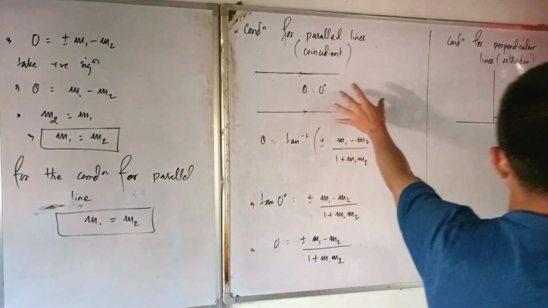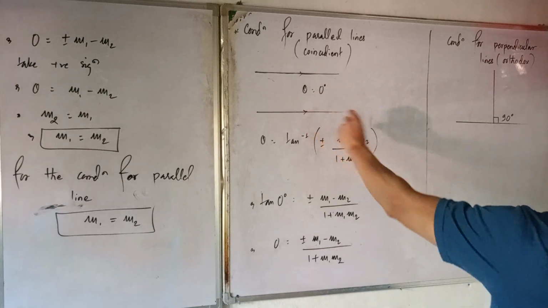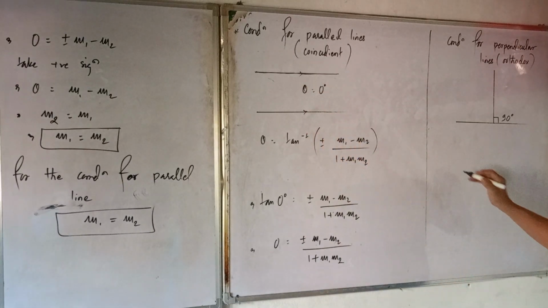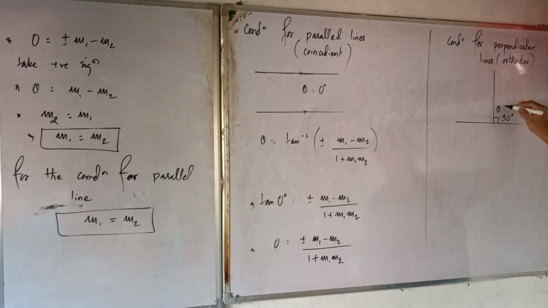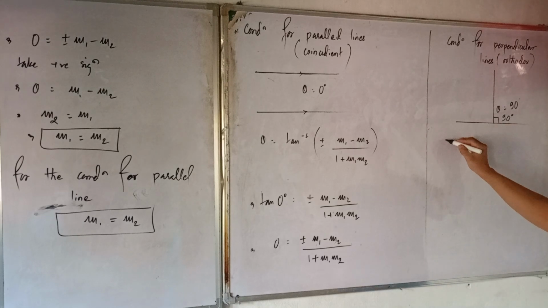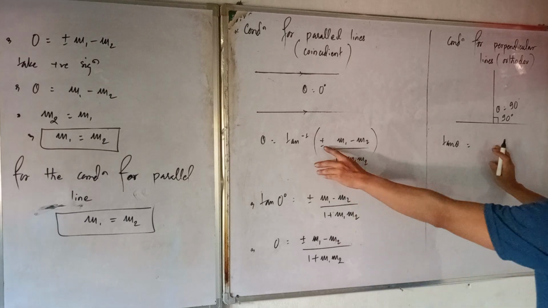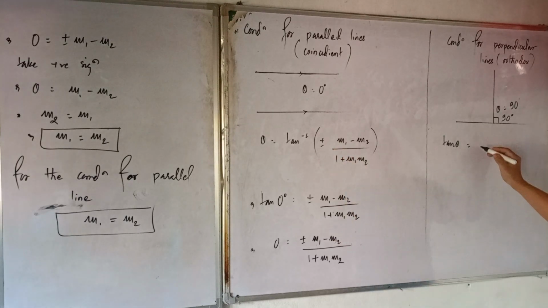Now similarly, in this case also you can write here: the angle between the two lines will be 90 degrees. And you already know that tan theta equals, now I'm not going to write this plus minus, I'm directly writing m1 minus m2 divided by 1 plus m1 m2.